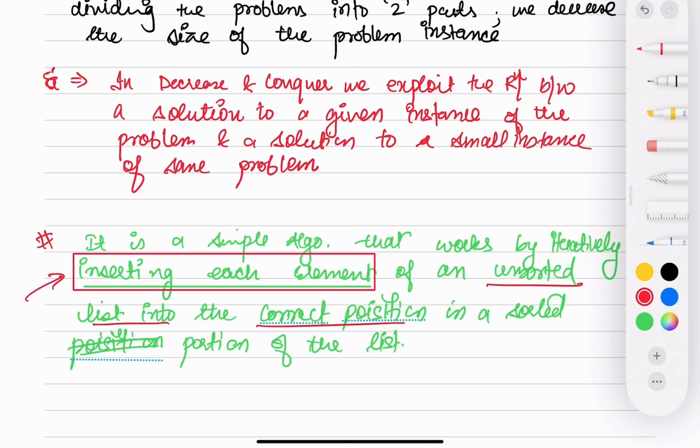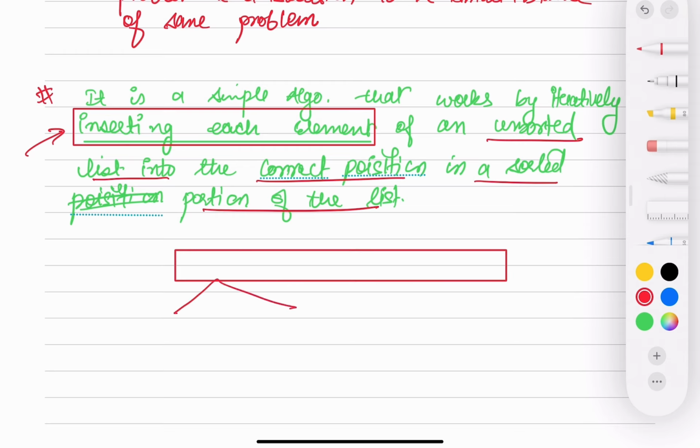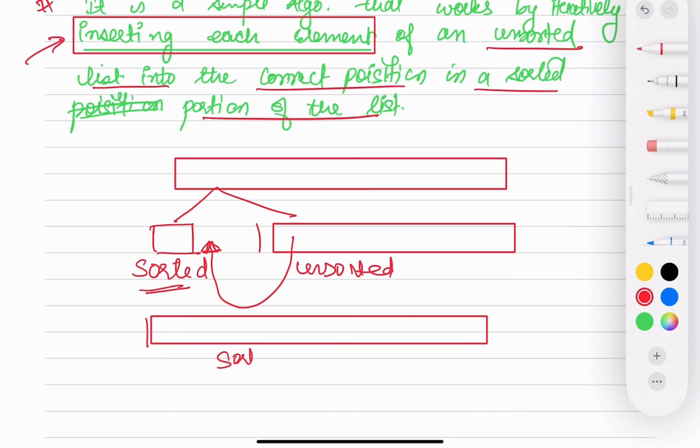So what we are going to do, whatever array we have, we are going to divide into two parts. One we are going to say sorted and the other we are going to say unsorted. Okay, now what we are going to do is put each element of the unsorted array into the correct position. So from here I am going to put my element into the sorted array. So at the end I will have all sorted and none unsorted.